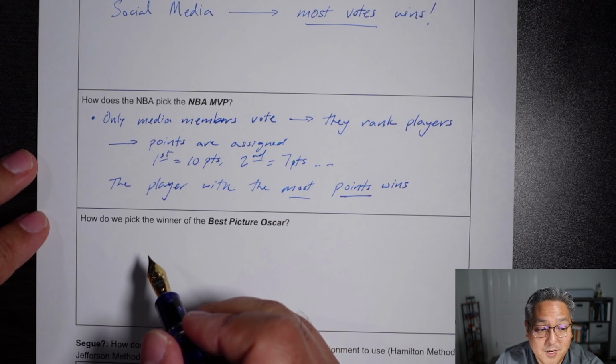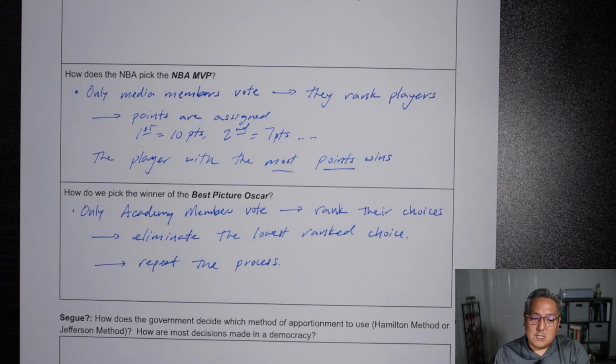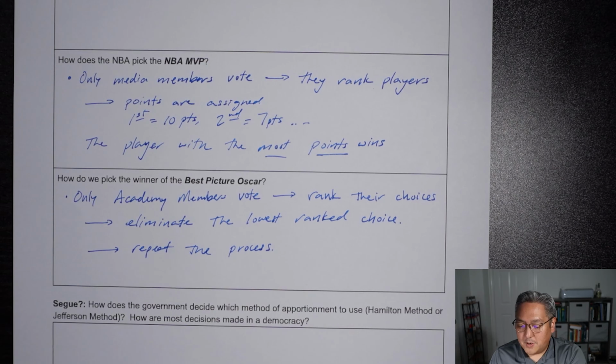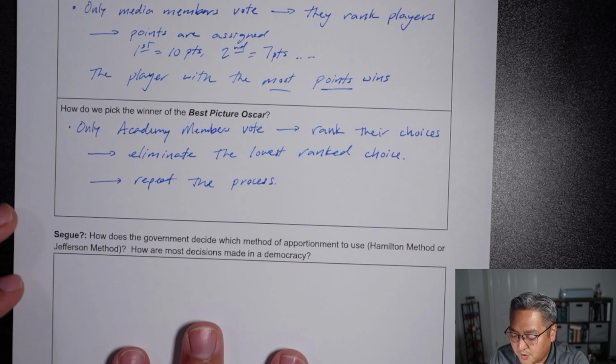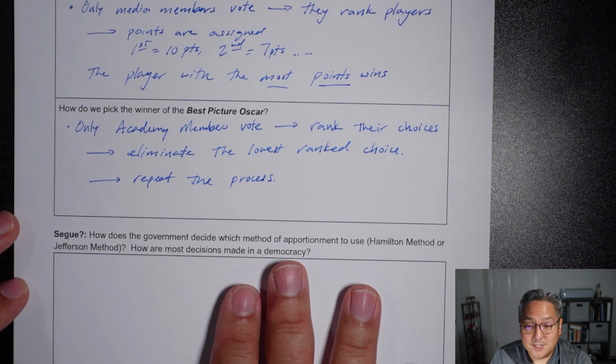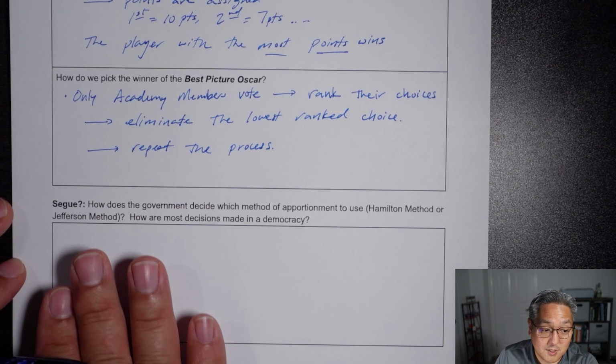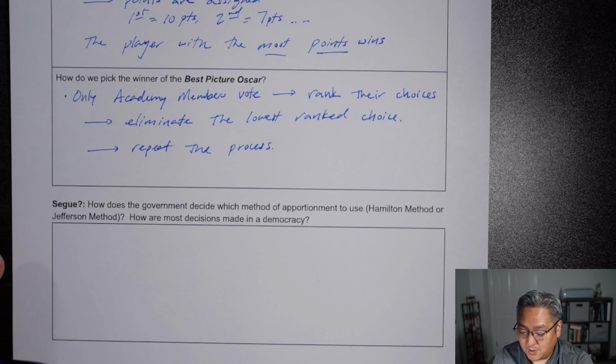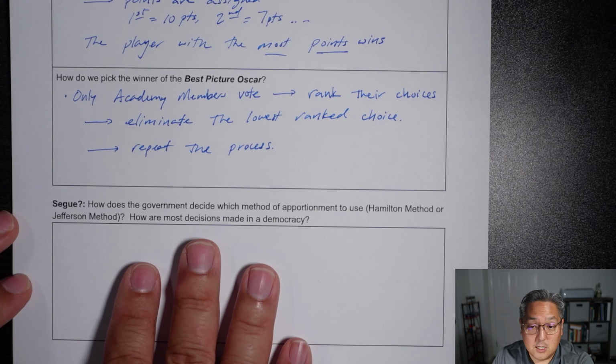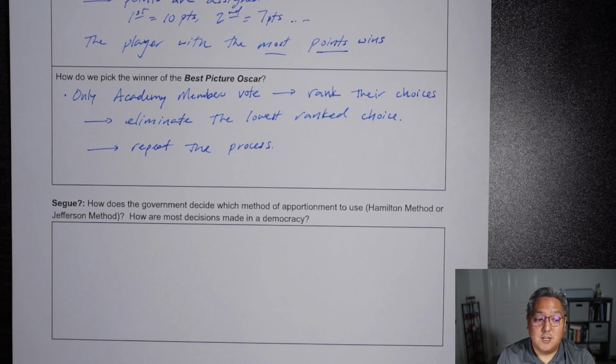So this is a way in which voting is carried out in three different scenarios with three different types of voting. The segue here is, well, what does this have to do with what we just did? If we're talking about a democratic government like we have, how does the government decide which apportionment methodology they're going to use? How do they know if they're going to do it in Hamilton or Jefferson? Well, it's typically done with votes. Like most decisions in any democracy, everything is typically done with voting.